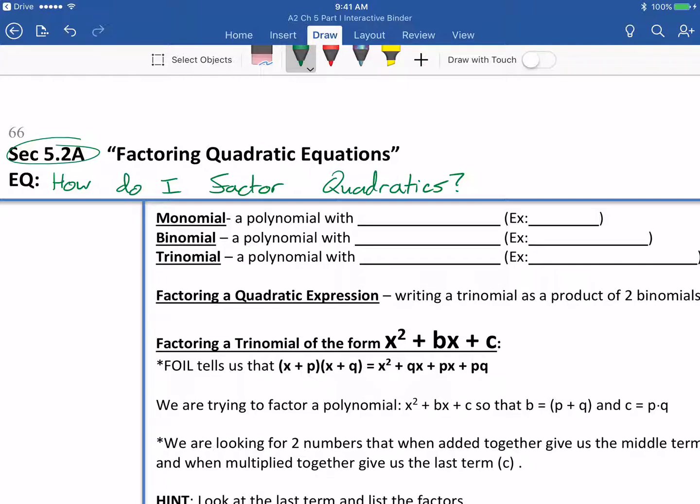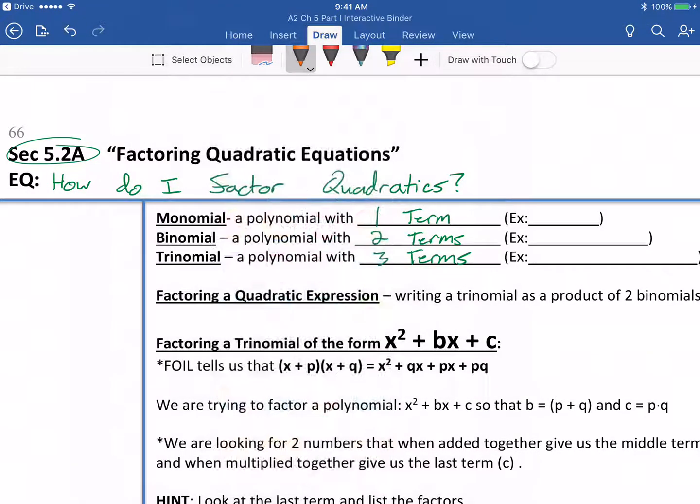Monomials, binomials, and trinomials. A monomial is a polynomial with one term. All right, a binomial has two terms. All right, and yes, you got it right, a trinomial has three terms. All right, so we're going to look at factoring all these throughout the chapter here.